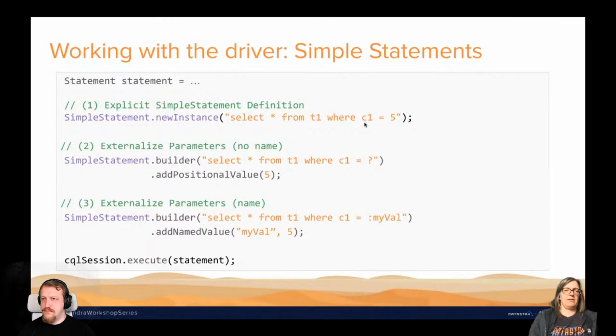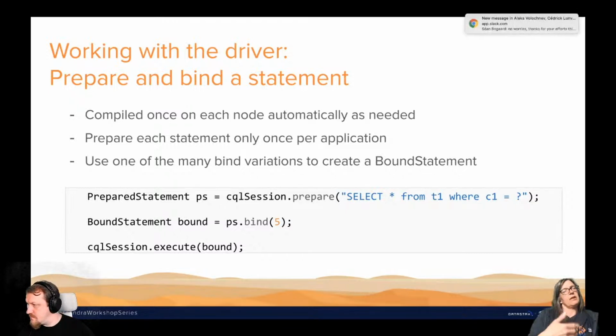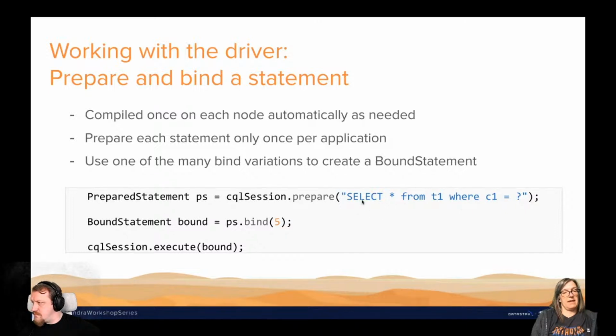So that's one way. So that's using the simple statement object from the driver. But a better way is to prepare a statement up front. So you compile it once, and the client actually knows about this statement. And then you reuse the statement, right? And bind it with different values. And for that, we use the prepared statement object. And basically, we prepare it once. We tell the session, this is a prepared statement that we're going to use again and again.